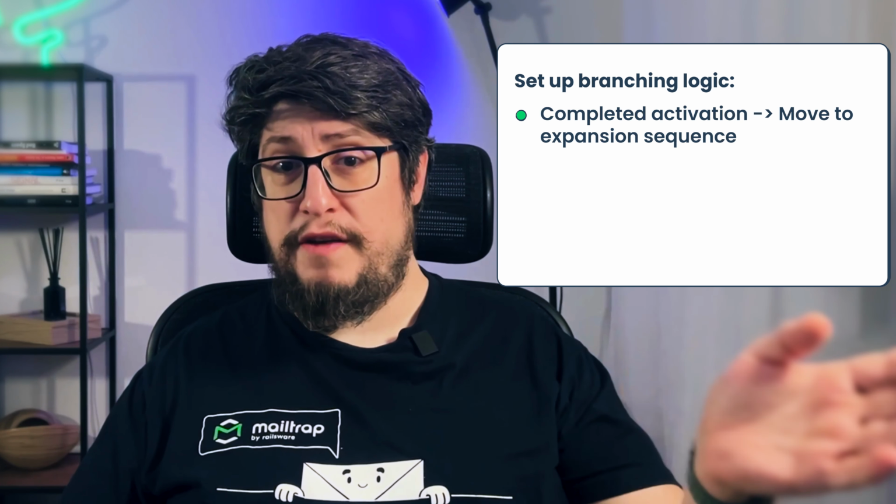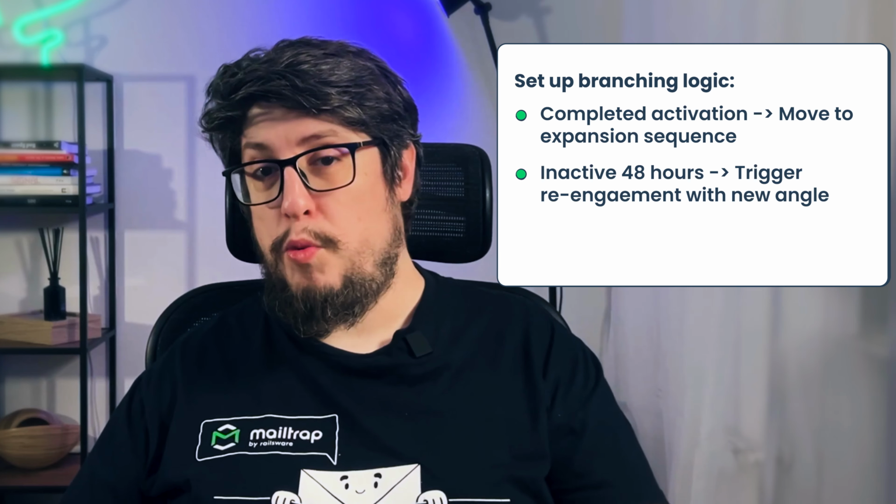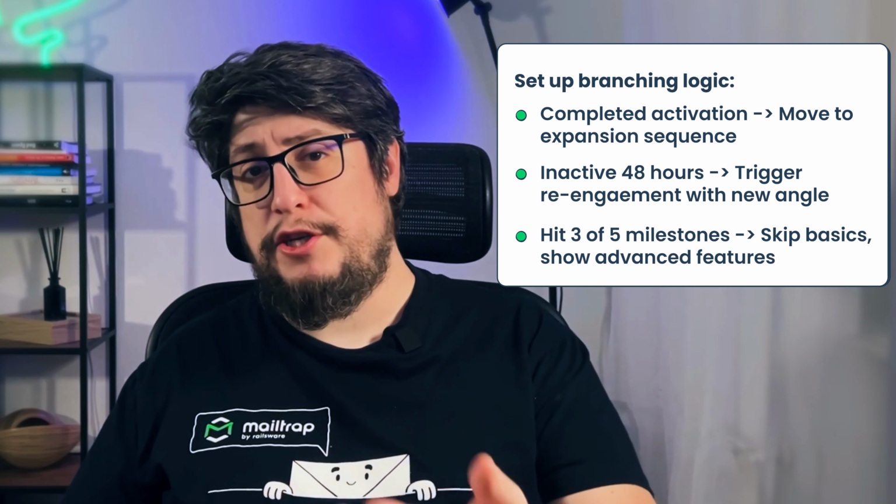Set up a simple branching logic. If a user completes an activation event, then move them through the expansion sequence. If the user is inactive for 48 hours after email number 1, send them a re-engagement email with a different angle. And if the user completes 3 of 5 milestones, skip basic emails and send emails promoting advanced features.